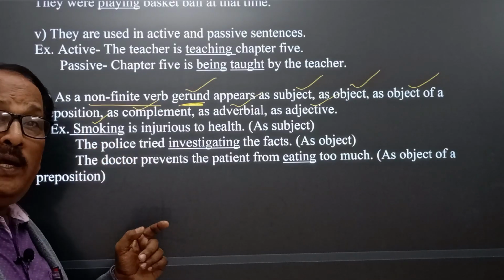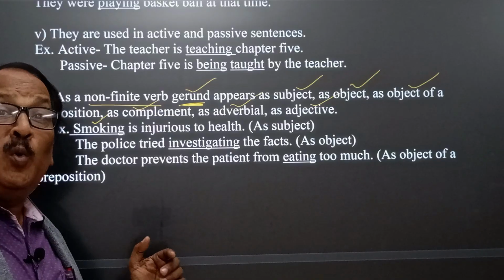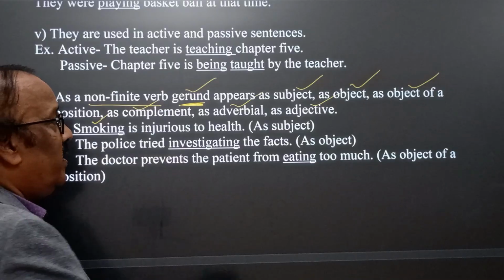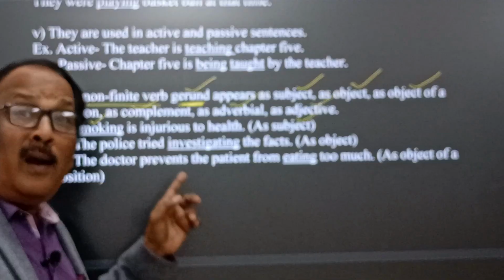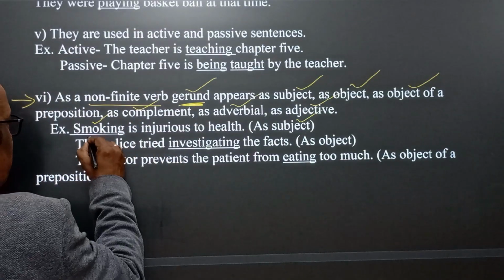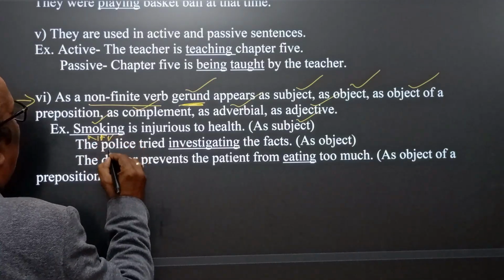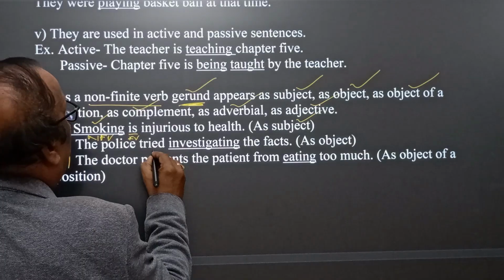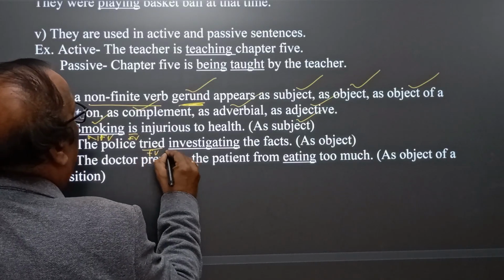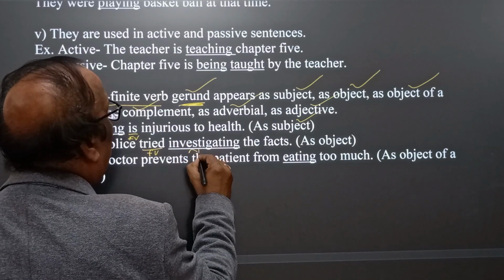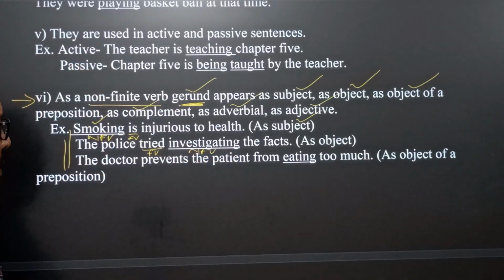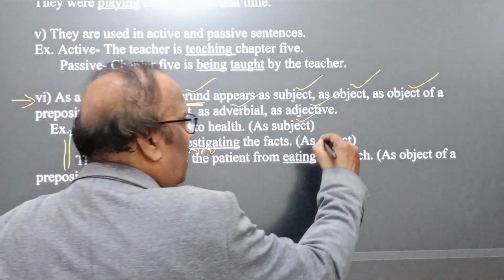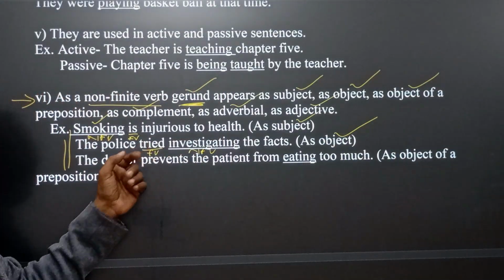Remember, here smoking is not a verb. Smoking is a verbal noun or gerund which has been used as a subject. Okay, and this is a non-finite verb. The police tried investigating the facts. Here, tried is the finite verb, investigating is the non-finite verb. Here, investigating is also a gerund. Okay, and it has been used as an object of tried.